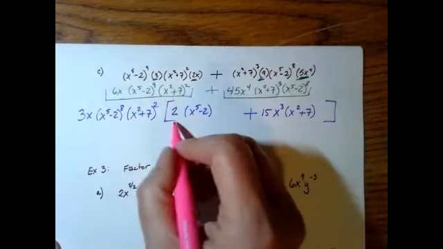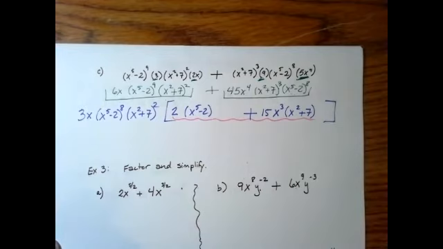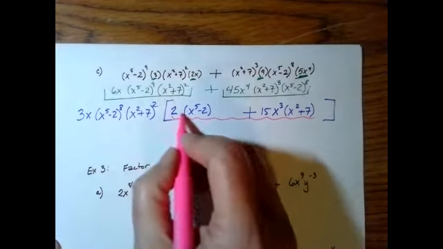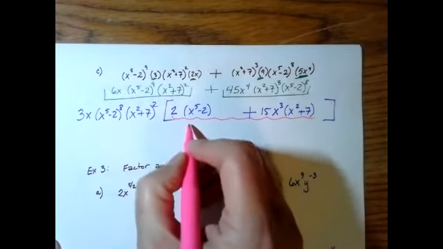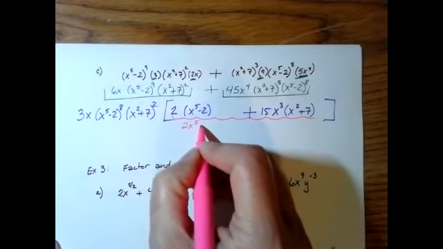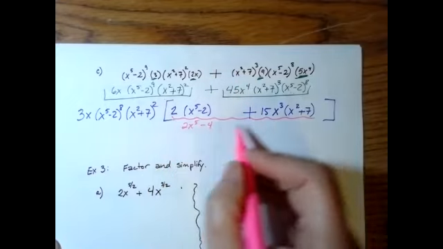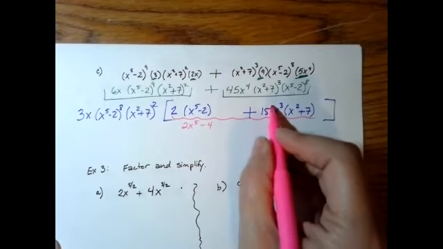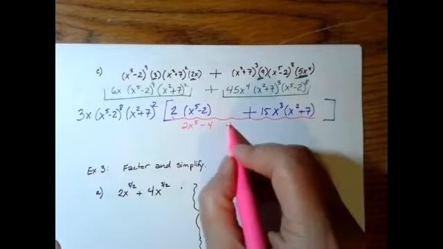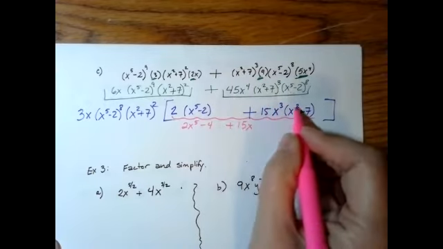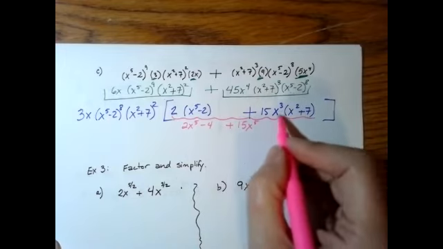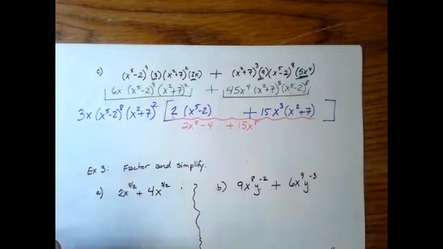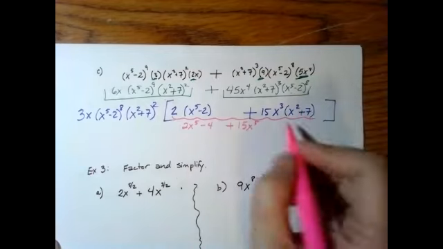All right, then you focus on the brackets. So let's simplify this. Bringing the 2 through as a distributive property says 2x to the 5th minus 4. And bring the 15x cubed through. So that's going to be 15x to the, add those powers, to the 5th. And 15 times 7, holy moly, 15 times 7.